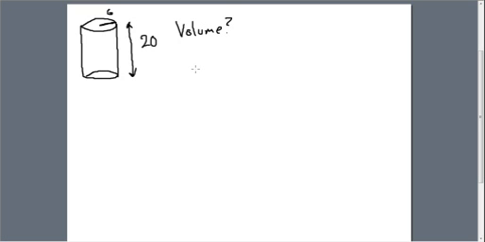Well, what is the formula for the volume of a cylinder? If you look at a cylinder, you can think of it as a bunch of circles stacked on top of each other. Imagine they're really, really thin, and if you stack them up kind of like a can, you get a cylinder. So the volume of a cylinder is really just the area of a circle multiplied by the height of the can or the cylinder.